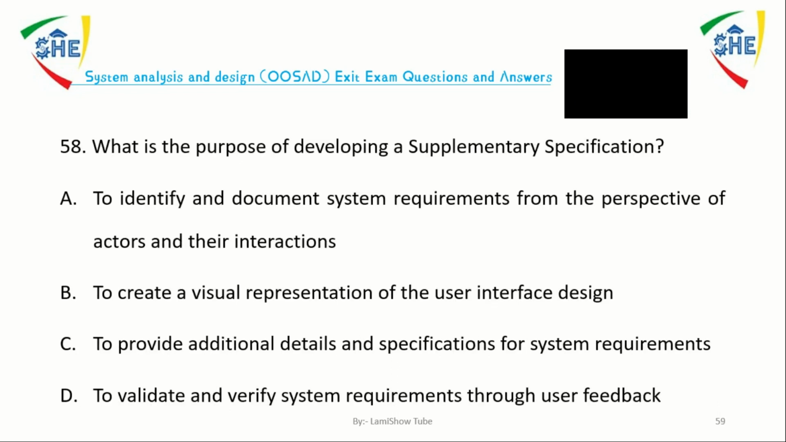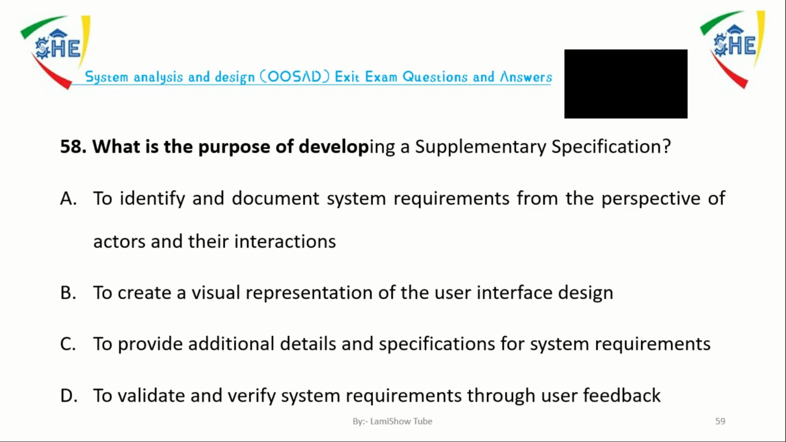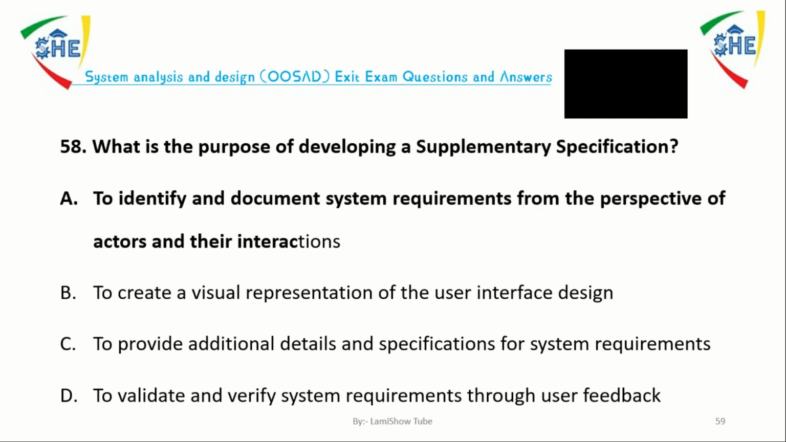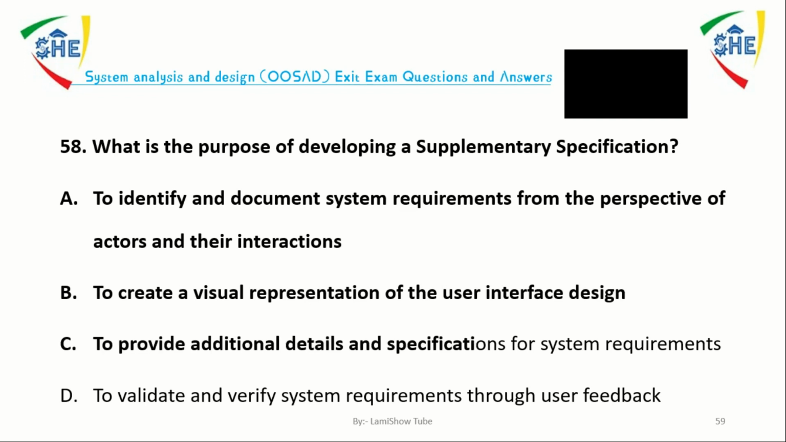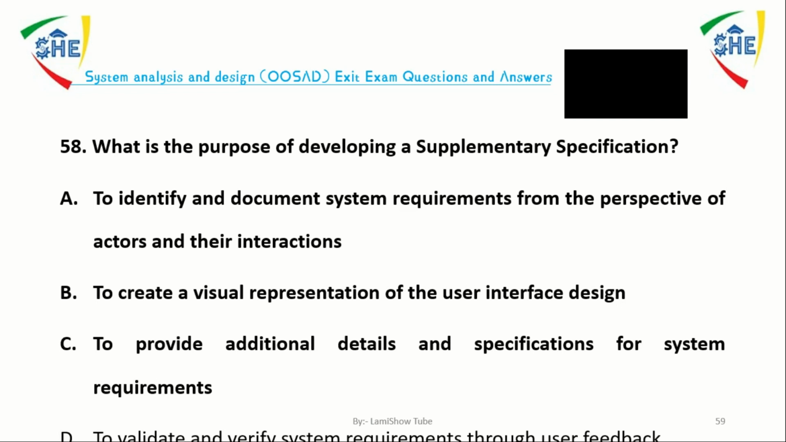Question number 58. What is the purpose of developing a supplementary specification? A. To identify and document system requirements from the perspective of actor and their interactions. B. To create a visual representation of user interface design. C. To provide additional details and specification for system requirement. D. To validate and verify system requirements through user feedback.